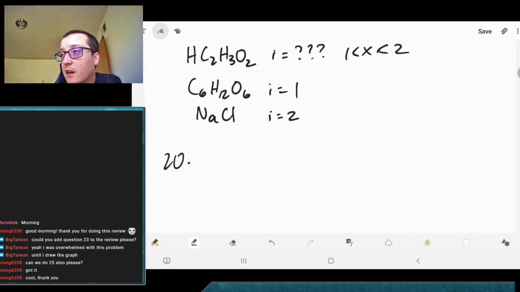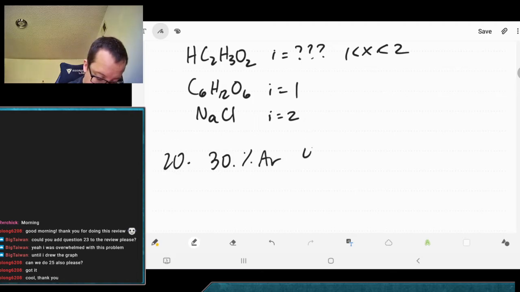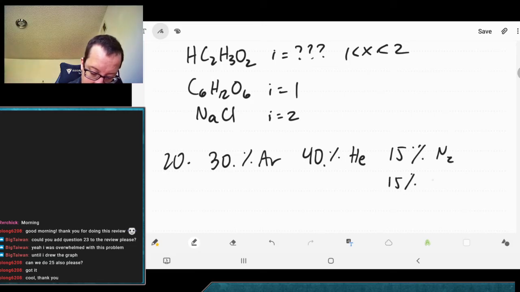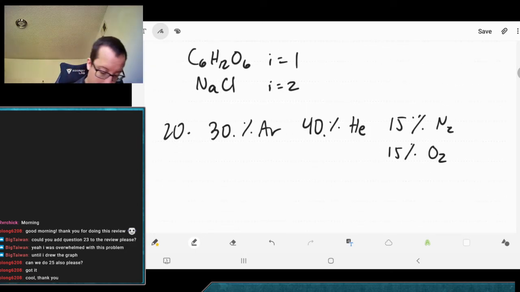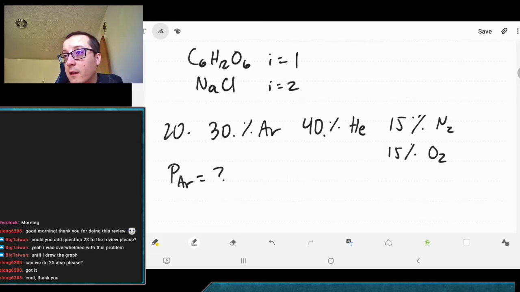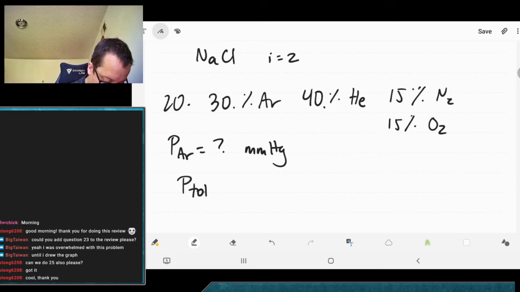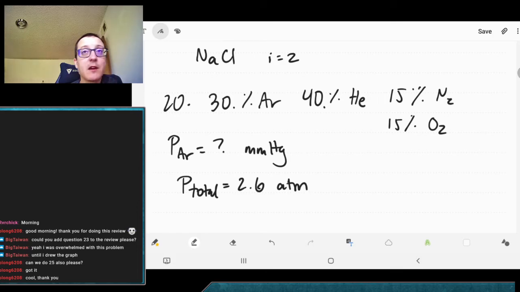So number 20. We have 30% argon, 40% helium, 15% nitrogen, 15% oxygen. What is the partial pressure of argon in millimeters of mercury if the total pressure is 2.6 atmospheres? So we have a couple options here.